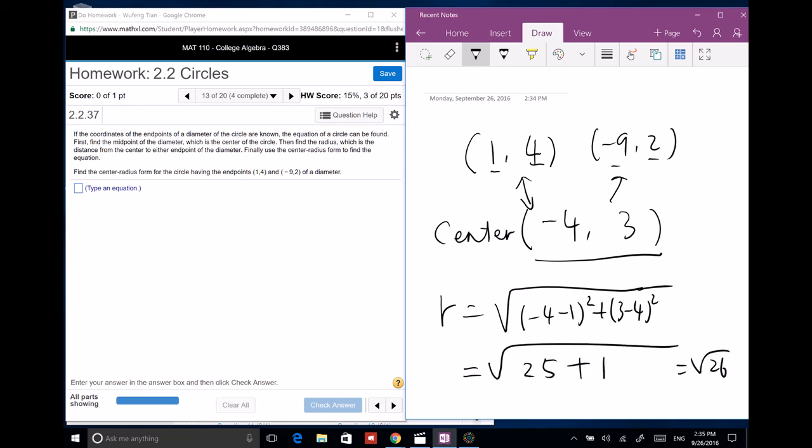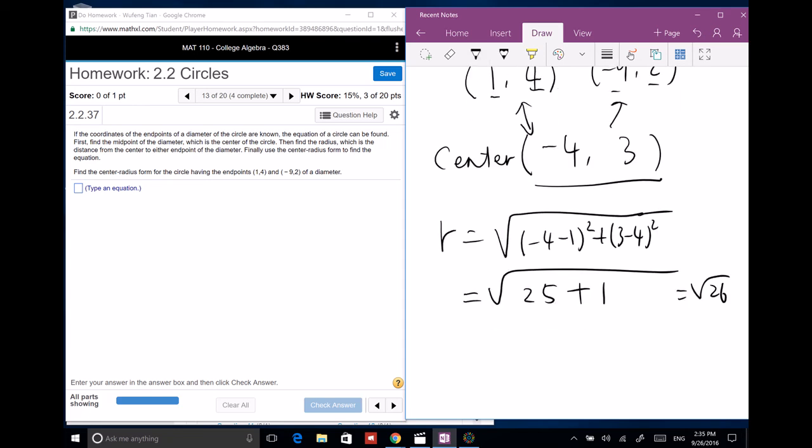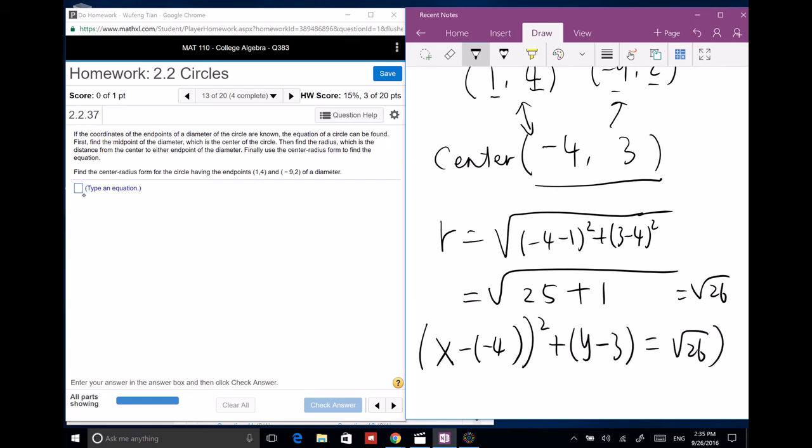So that's the radius. Now type the equation. I just write down the equation instead of typing it in, because it takes time and it's very hard to do here. The equation is x minus -4, which is x plus 4, squared, plus y minus the center, which is 3, squared, equals the radius squared, 26. So it's (x plus 4) squared plus (y minus 3) squared equals 26. That's the function for this one.